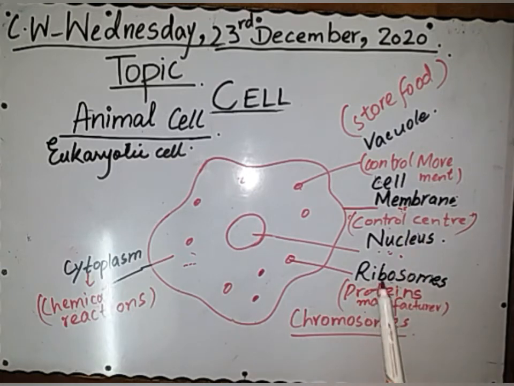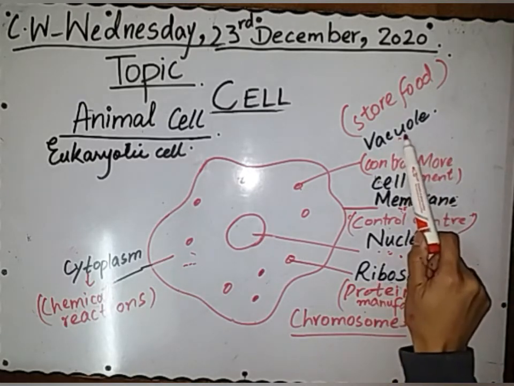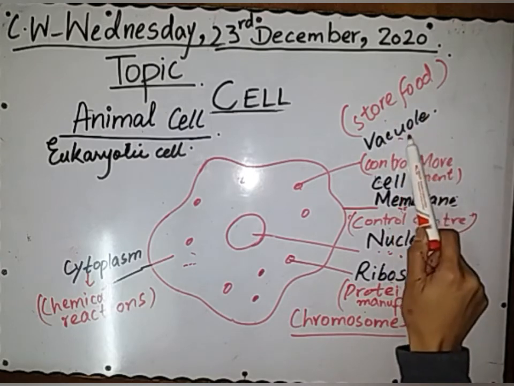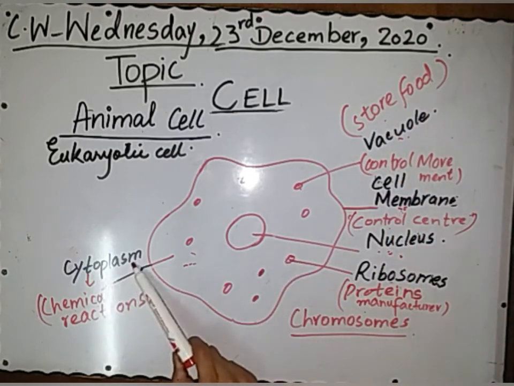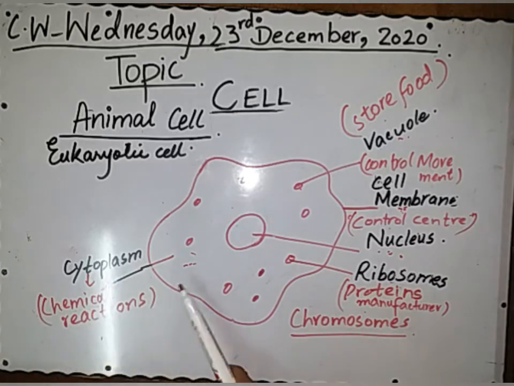Next is ribosome. In our cell, proteins are manufactured with the help of ribosomes. Next is vacuole. Vacuole stores food and oil droplets in the cell. Next is the cytoplasm. All the chemical reactions take place in the cytoplasm, and this is known as cell sap of the cell. Student, besides these structures, many other structures are also present inside the cells. For example, Golgi apparatus and many more. You have to learn only these 5 structures of the cell.